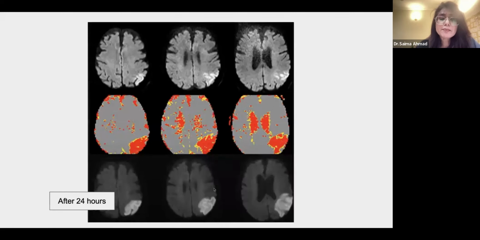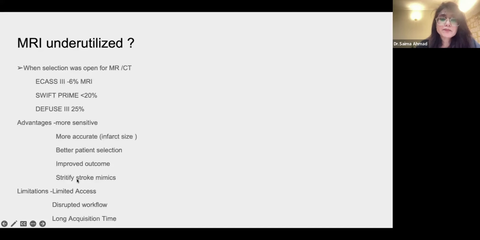This is one example in which you can see that there is restricted diffusion in the left posterior parietal region, and this is the perfusion imaging in which you can see there is a large penumbra. If you do not go for the treatment or EVT in these cases, you can see that it is converted into the infarct after 24 hours. And if you compare the size of this penumbra and the core, you can see that the size is the same. So this happens if you do not treat it.